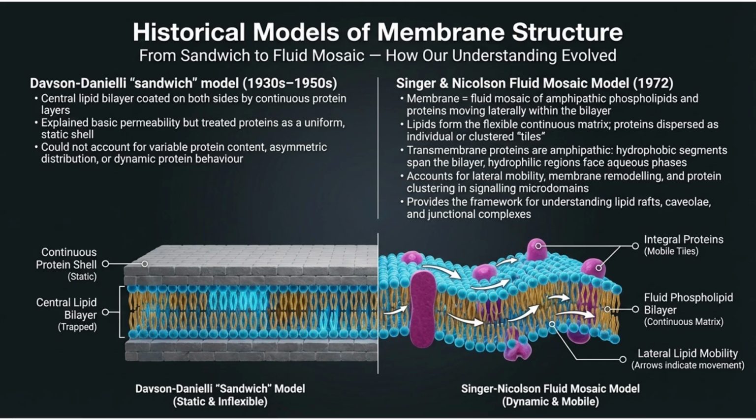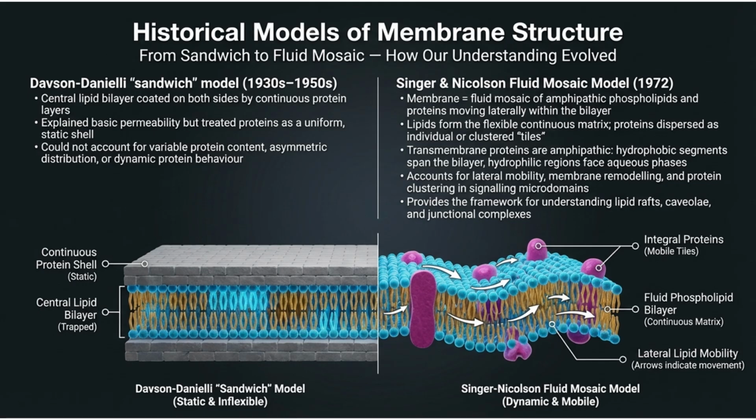Enter Singer and Nicholson in 1972 with what they named the fluid mosaic model, arguably the most important conceptual advance in membrane biology of the 20th century. Their model described the membrane as a fluid mosaic of amphipathic phospholipids and proteins, all capable of moving laterally within the plane of the bilayer. The lipids formed the flexible, continuous matrix, the fluid part. The proteins were dispersed within that matrix as individual molecules or clusters, like tiles in a mosaic, the mosaic part.